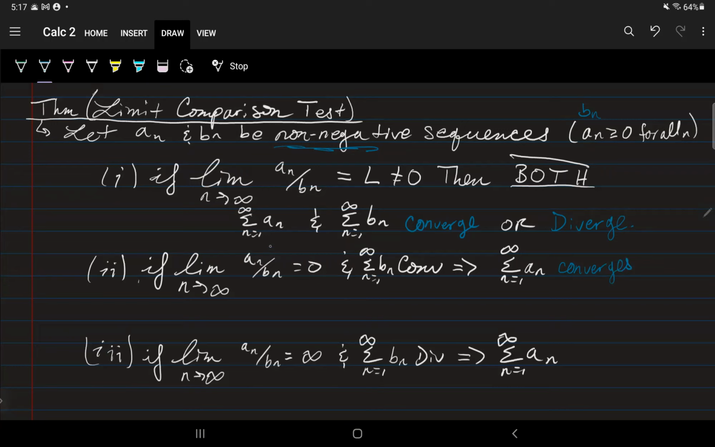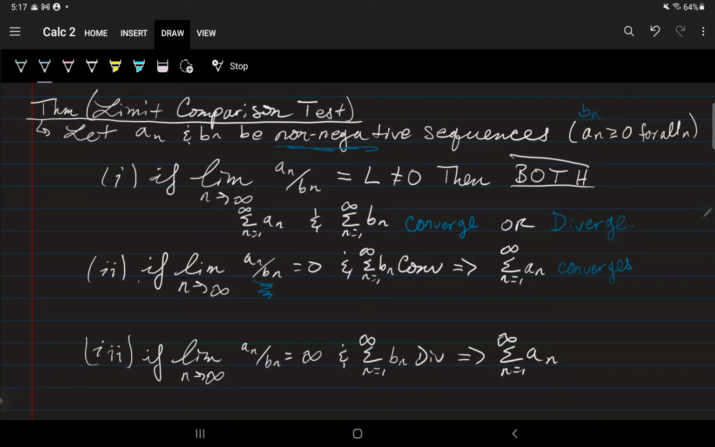In order for this to be 0, that means that Bn has to grow a lot faster than An, right? Because it's a fraction. So the bottom needs to get really big, a lot bigger than the top quickly. So Bn grows a lot faster than An. So what this theorem is saying is that if the one that grows really fast is finite, if it converges, then the one that grows slower also converges.